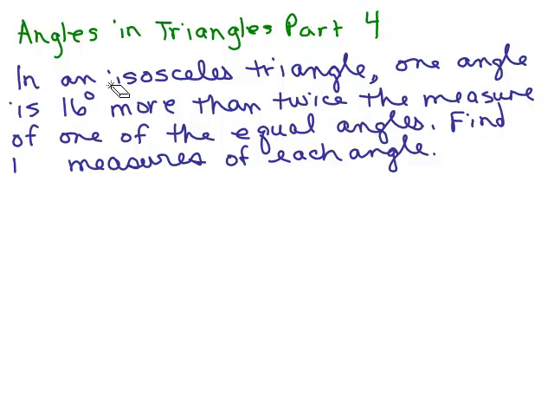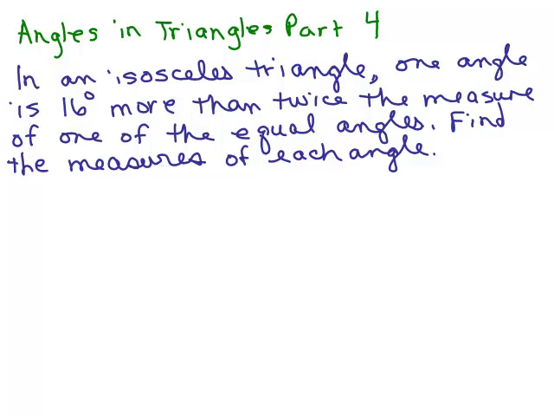And in this problem, we're talking about an isosceles triangle. Remember, in an isosceles triangle, there are two angles that have the same measure. So let's read through this. In an isosceles triangle, one angle is 16 degrees more than twice the measure of one of the equal angles, right? Because two of the angles have the same measure. Find the measure of each angle. Okay, so put the video on pause and try this on your own first. Define your variables and write an equation and see if you could solve it without any help from me.